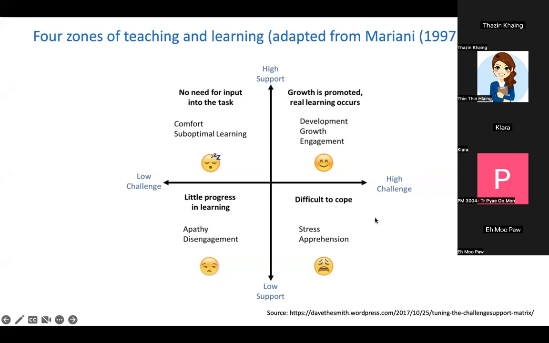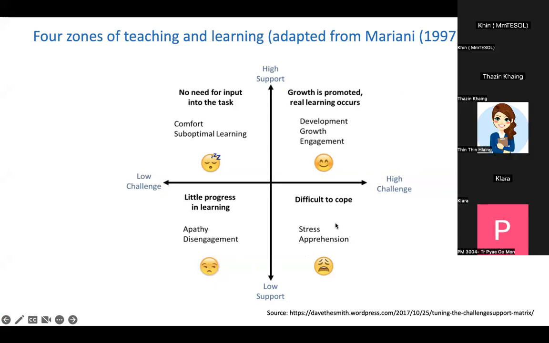So what can happen in this classroom? This kind of classroom results in students' anxiety and frustration. So now, okay, let's reduce the challenge. So low challenge and low support. So what can happen in that kind of classroom?